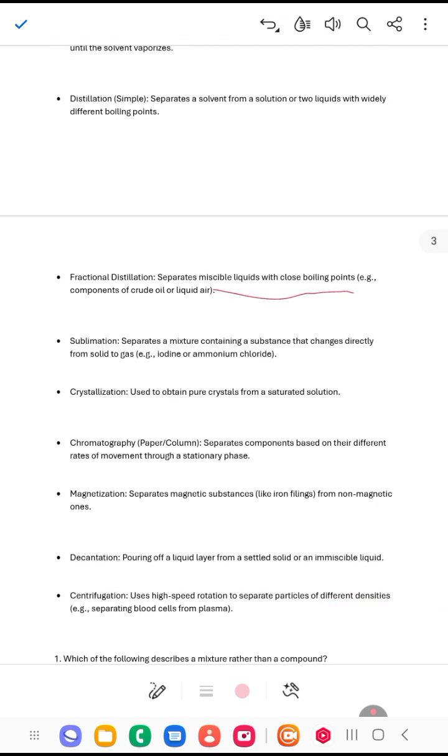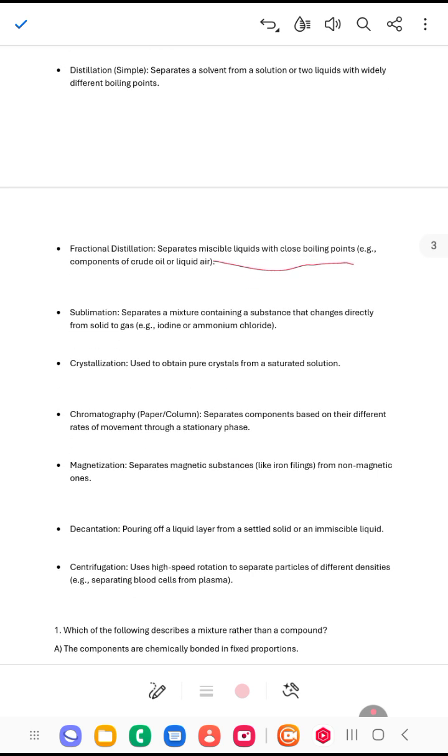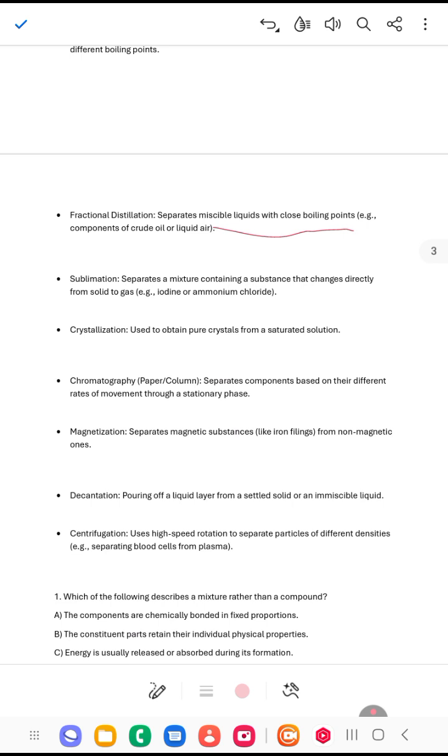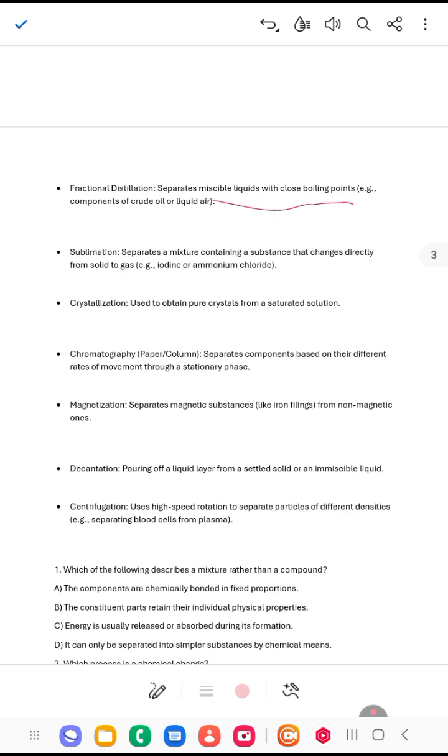And let's now look at sublimation. Sublimation is used to separate a mixture that changes directly from solid to gas. Normally, when you add heat, a solid first turns to liquid and then to gas, but in sublimation the solid changes directly to gas. Examples are ammonium chloride and iodine. Then we have crystallization, used to obtain pure crystals from a saturated solution. We have chromatography too, which separates components based on their different rates through a stationary phase. Then magnetization, decantation, and centrifugation. Just quickly know that all this is a form of revision.